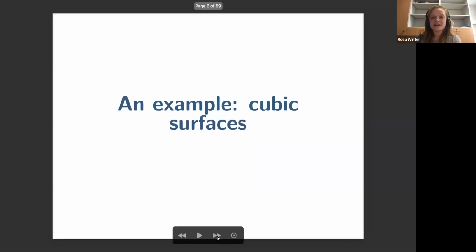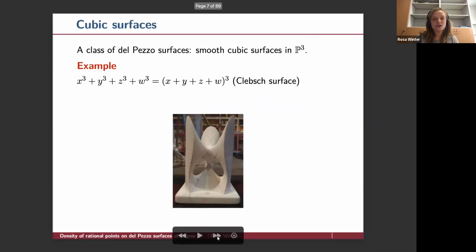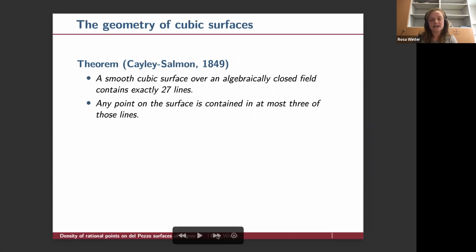I want to start with an example of Del Pezzo surfaces, cubic surfaces in P3. They form a famous class of Del Pezzo surfaces, the smooth cubic surfaces in P3. Here's an example, the Clebsch surface. There are many of these clay models everywhere around. It's a very classically studied object, and we know a lot about the geometry of these cubic surfaces. Already in the 19th century, Cayley and Salmon showed that such a smooth cubic surface over an algebraically closed field contains exactly 27 lines, and any point on the surface is contained in at most 3 of those lines.